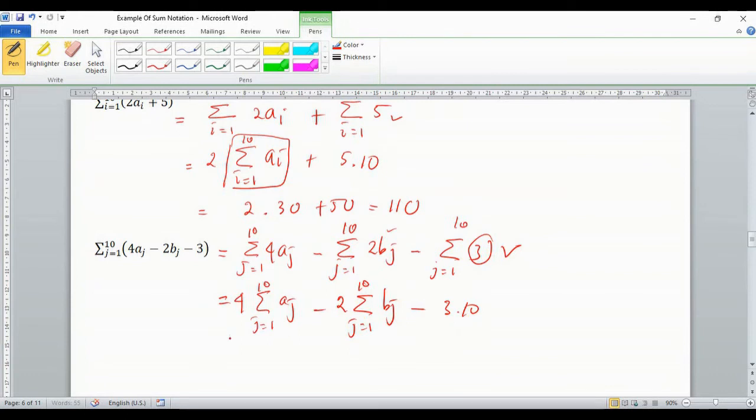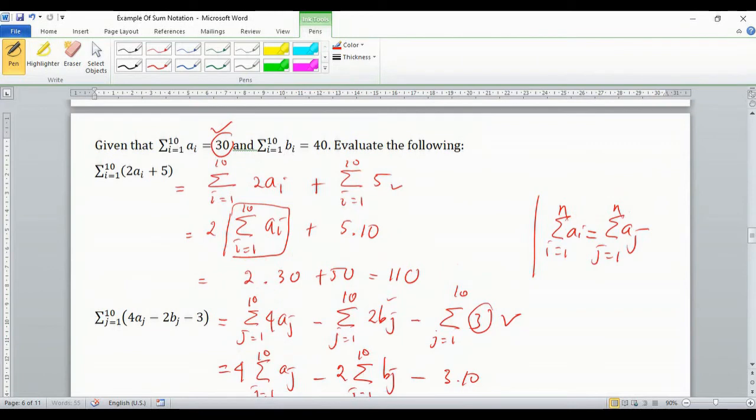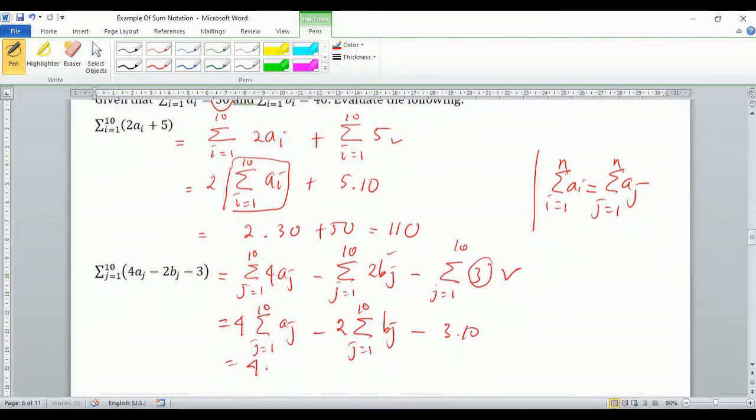From here, we know from the last property, number 6, that sigma i equals 1 of a_i is the same as sigma j equals 1 of a_j, everyone. So from here we have j equals 1 until 10 of a_j, which is equal to this one, 30. So 4 times 30 minus 2 times sigma j equals 1 until 10 of b_j.